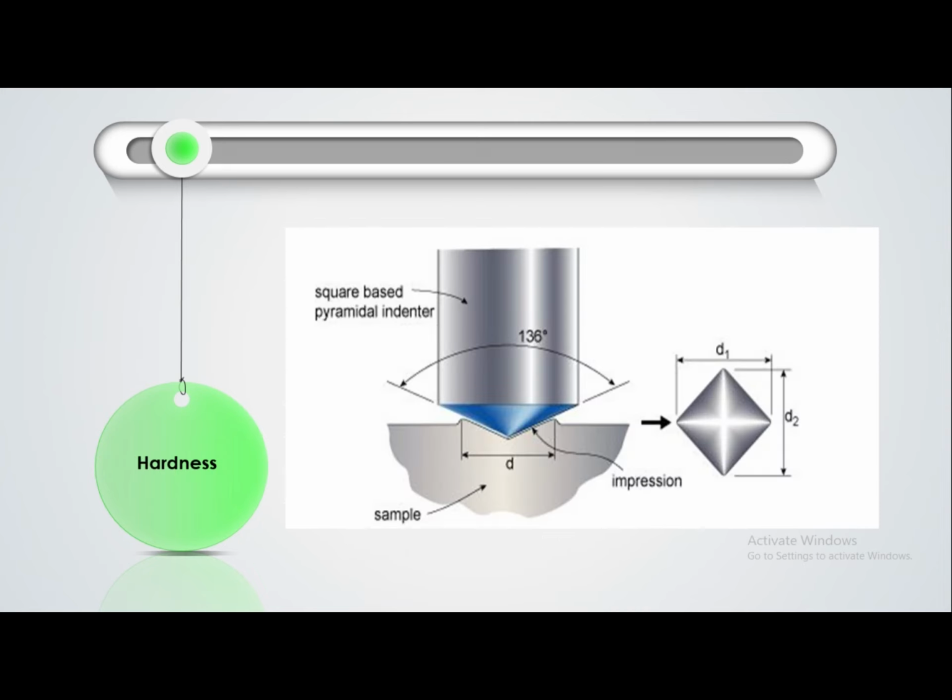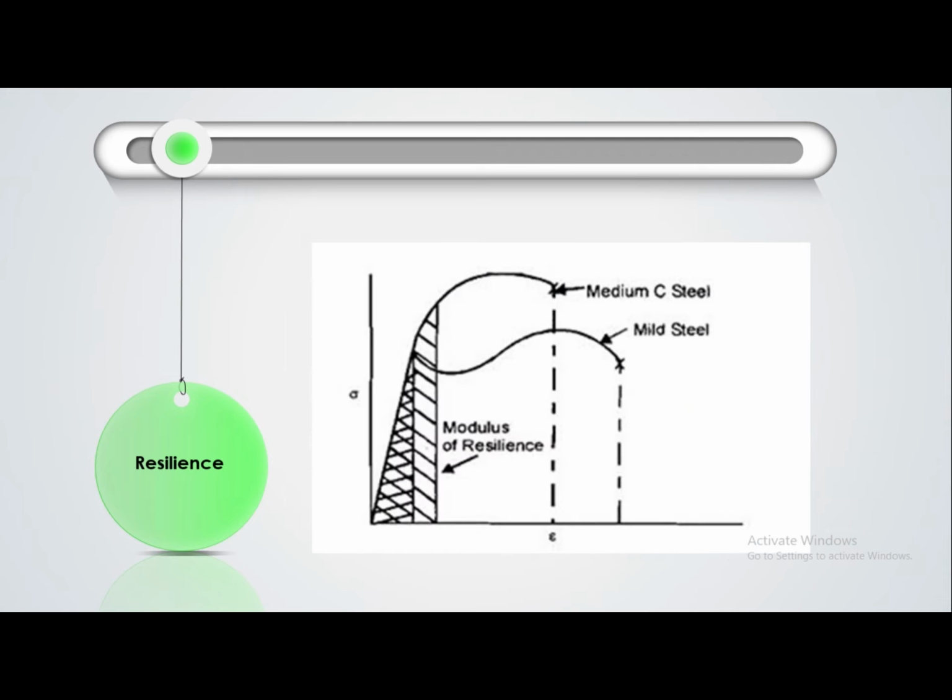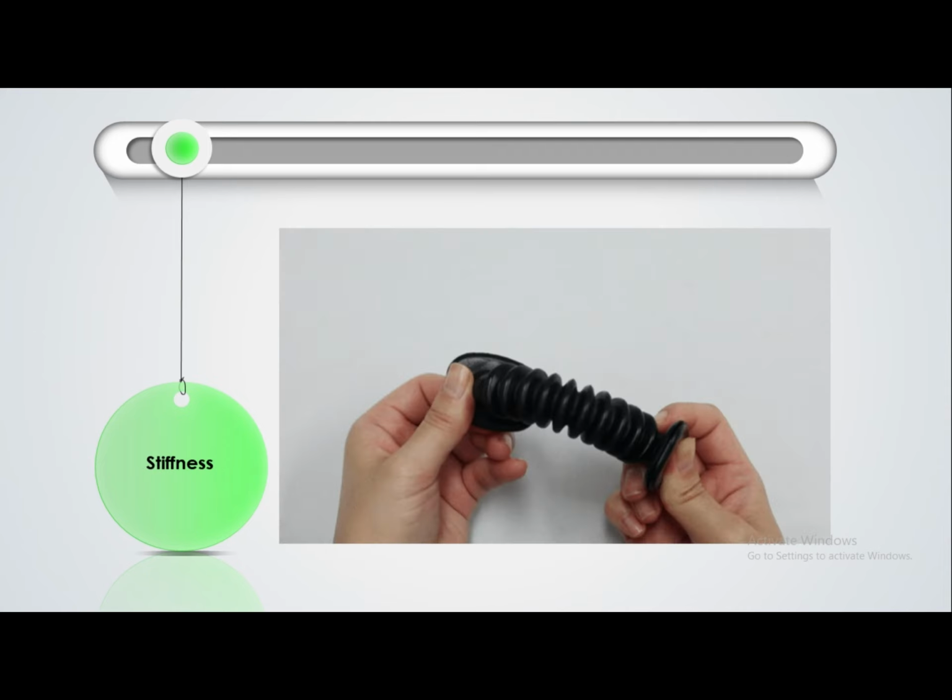Number four is the hardness. The hardness is the ability of a material to withstand localized permanent deformation by indentation. Hardness may also be used to describe materials' resistance to deformation. Number five is the resilience. The resilience is the elastic energy that a material can absorb and release once the load is removed. In the image, the medium carbon steel, having a higher yield stress, has a higher resilience than the mild steel.